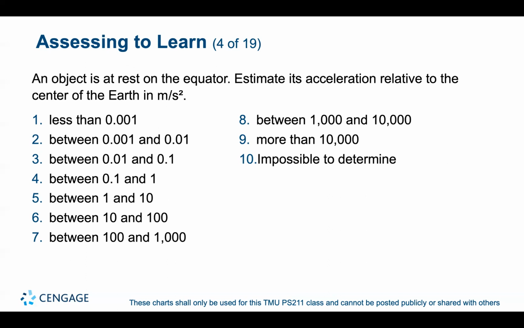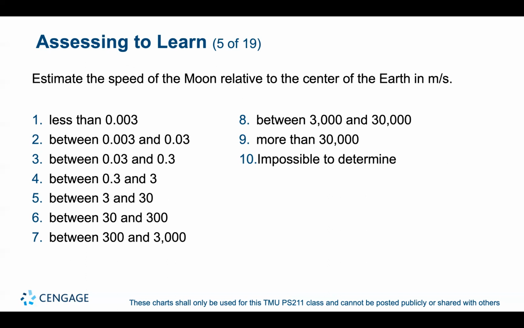An object is at rest on the equator, estimate its acceleration relative to the center of the Earth in meters per second squared, and the answer is between 0.01 and 0.1. Estimate the speed of the moon relative to the center of the Earth in meters per second. The answer is between 300 and 3,000. Estimate the acceleration of the moon relative to the center of the Earth in meters per second squared, and the answer is less than 0.003.